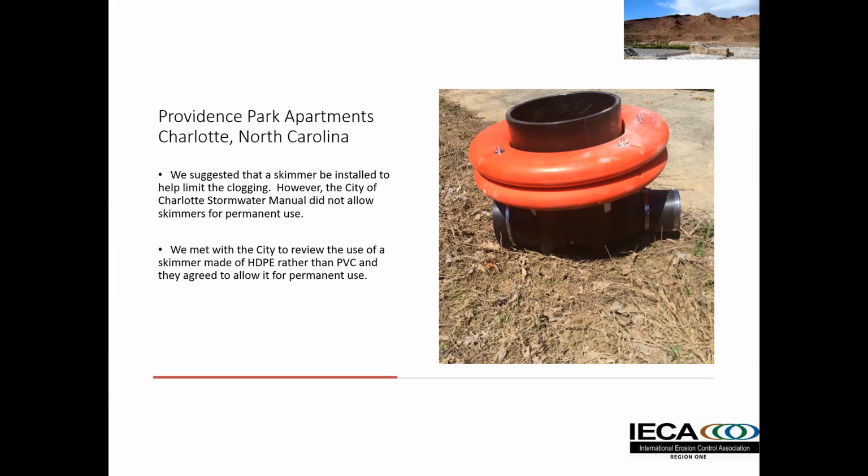We'd done the job in Simpsonville with a skimmer, but the city of Charlotte stormwater manual specifically did not allow skimmers for permanent use. And so we went and met with the city and let them know, hey, we've got this skimmer that is an HDPE product rather than a PVC product. It's very durable. It's UV resistant. It's designed to be part of the permanent outlet structure. Will you allow it? And City of Charlotte said, yeah, we'll allow that.